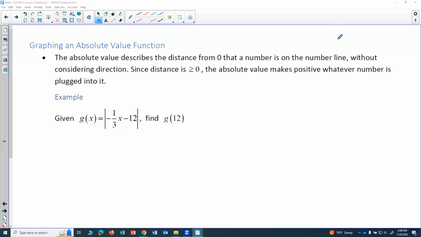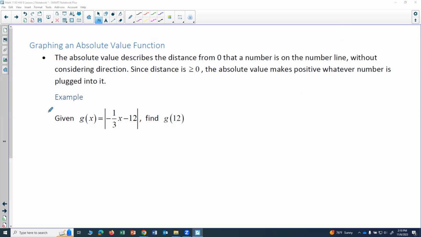In this video, we'll focus on graphing an absolute value function. The absolute value describes the distance from 0 that a number is on the number line without considering direction. Since distance is greater than or equal to 0, the absolute value makes positive whatever number is plugged into it.